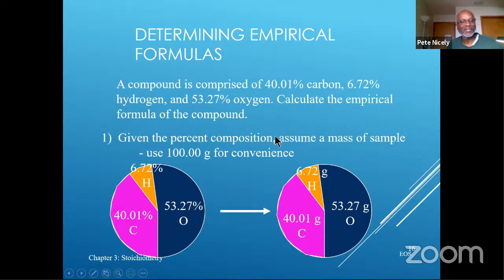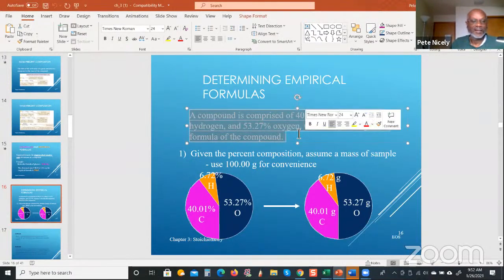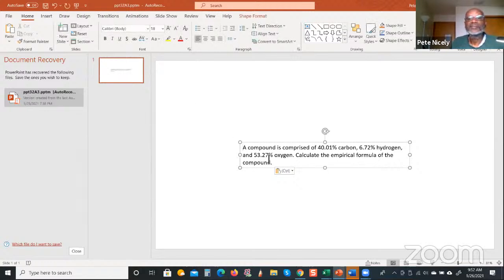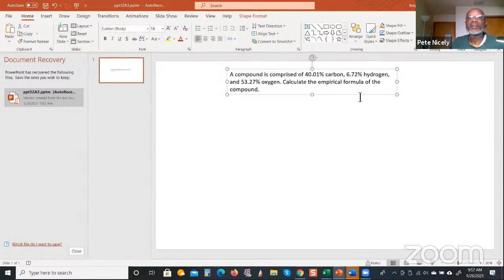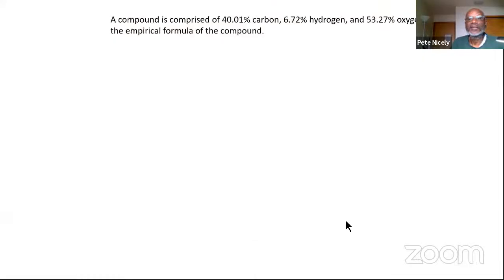Now, once you determine that, let me copy this and paste it in this PowerPoint document here, so that I can have it to look at while I'm doing the problem solving. All right, so now that we have this here, let me make it full screen. All right, so they gave you 40.01% of carbon, 6.72 percent of hydrogen, and 53.27% oxygen.